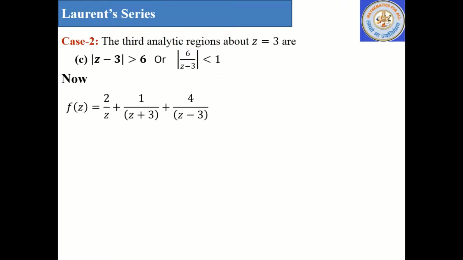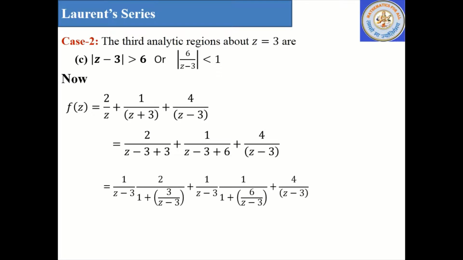Again, f(z), using partial fractions, we have 2 by z, and again we can write 1 upon z plus 3 in the same way. But when we take the common factor, that is 1 upon z minus 3, we get 2 upon 1 plus 3 upon z minus 3, and in the other part also we can take 1 upon z minus 3 common. Since |6 upon z minus 3| is less than 1, naturally |3 upon z minus 3| is also less than 1.